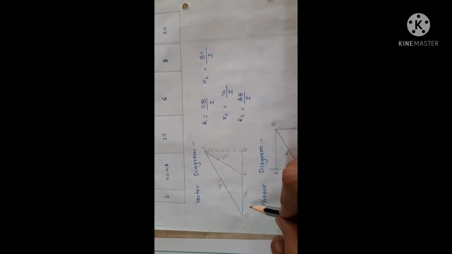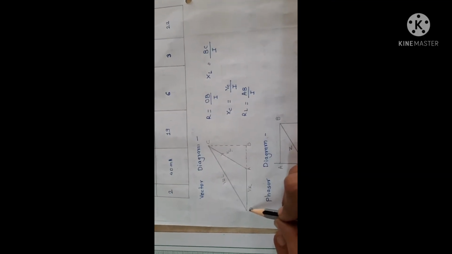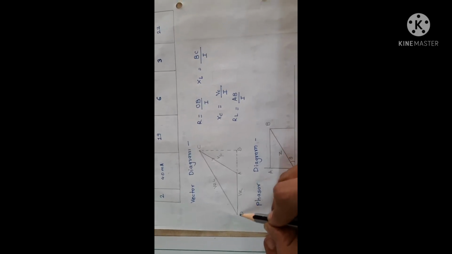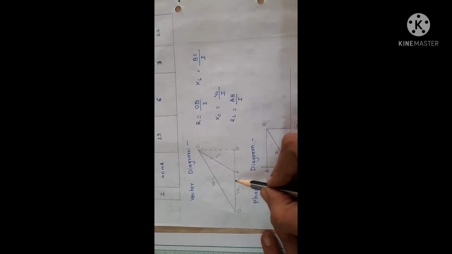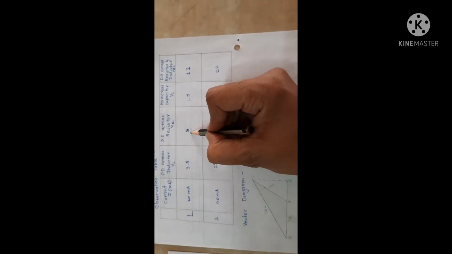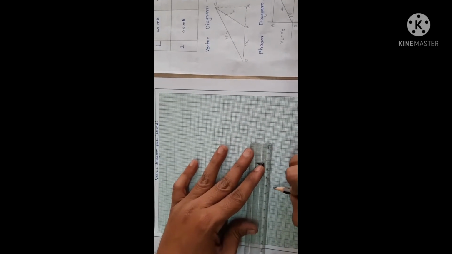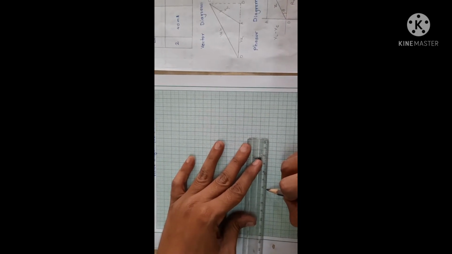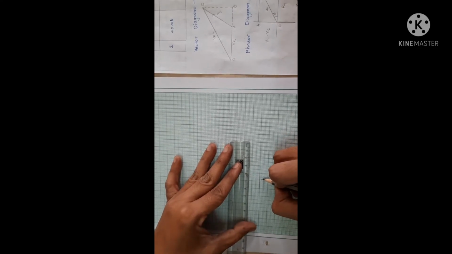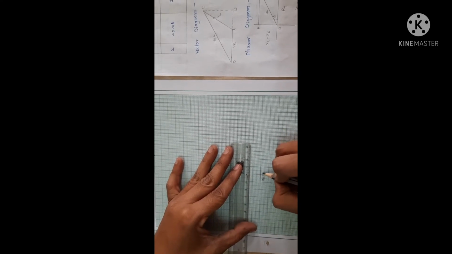In order to draw the vector diagram for 20 milliampere, I am going to draw VR, that is the potential difference across the resistor, along the x-axis. What is the value of VR for 20 milliampere? It is 3 volt. Now I am going to draw 3 centimeter on the x-axis. Here is the graph paper and I will draw the 3 centimeter VR along the x-axis.